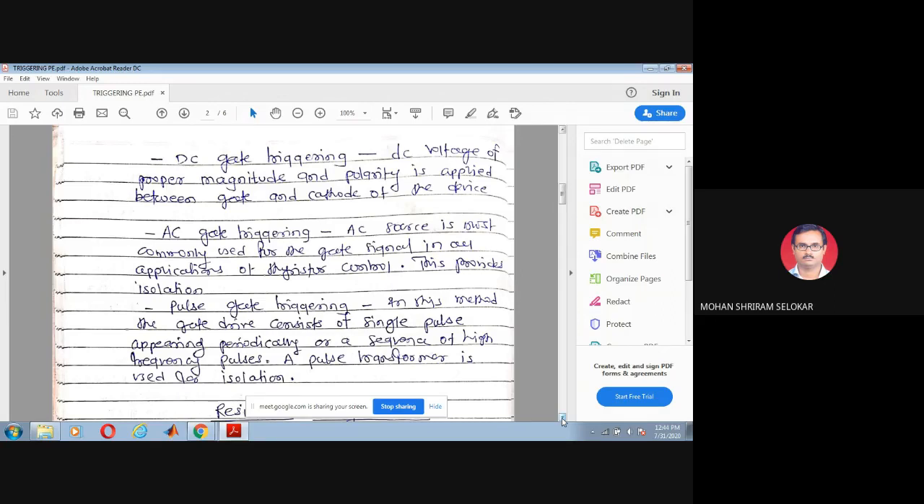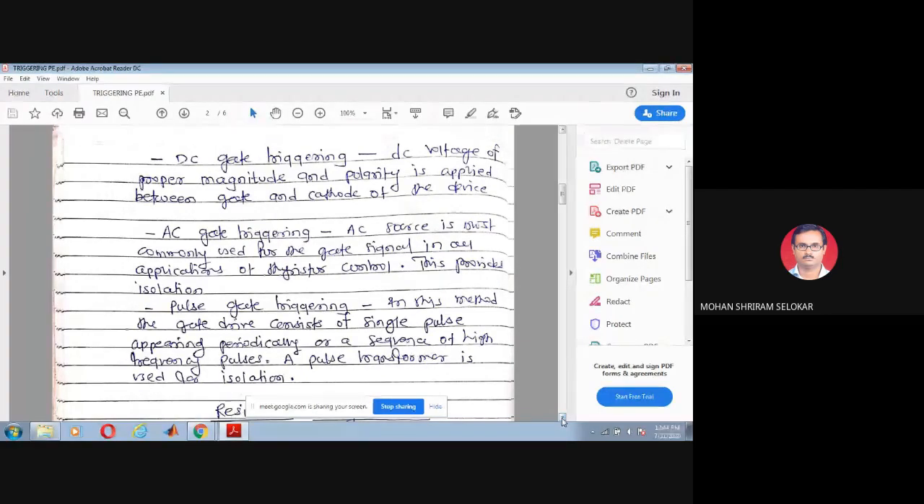So in this case, you are applying only one pulse for sufficient duration. Again, the duration of the pulse applied should be more than or equal to T on time of SCR. Do you agree with this? I said the time period of the pulse applied should be more than or equal to T on time of the SCR. Understand?